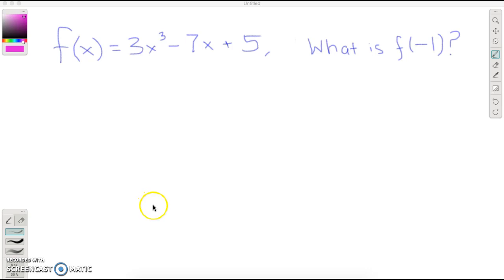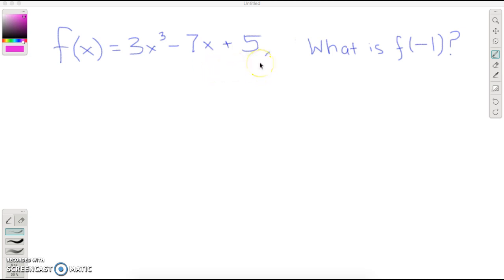So starting off, we have this equation, f of x equals 3x cubed minus 7x plus 5. And if we have this equation, the question is, what is f of negative 1? So the first thing that we can do is think of this f of x right here as y instead of f of x. What it means by f of x is that this is a function of the variable x, but for some it might be easier to just think of y equals 3x cubed minus 7x plus 5.